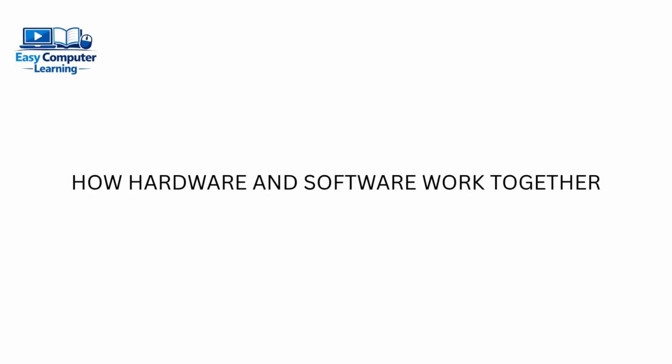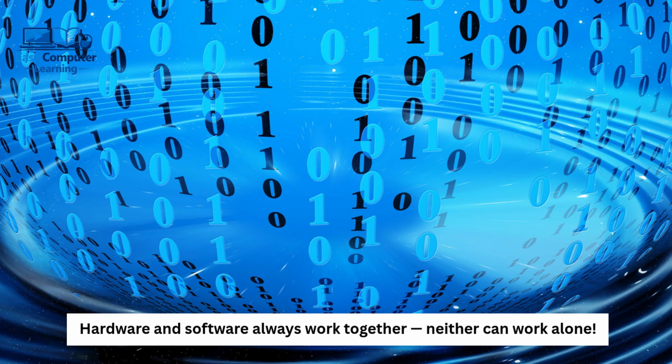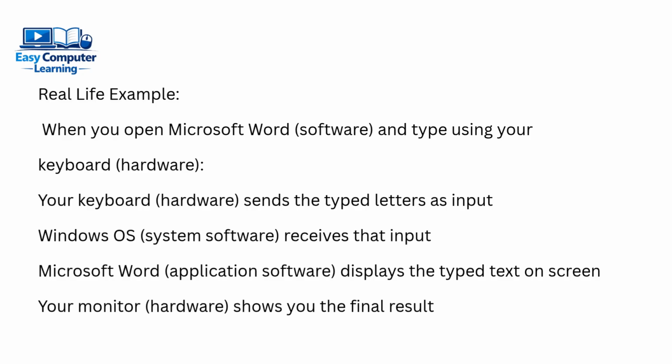How hardware and software work together. Hardware and software always work together. Neither can work alone. Real-life example. When you open Microsoft Word, software, and type using your keyboard, hardware, your keyboard sends the typed letters as input. Windows OS, system software, receives that input.